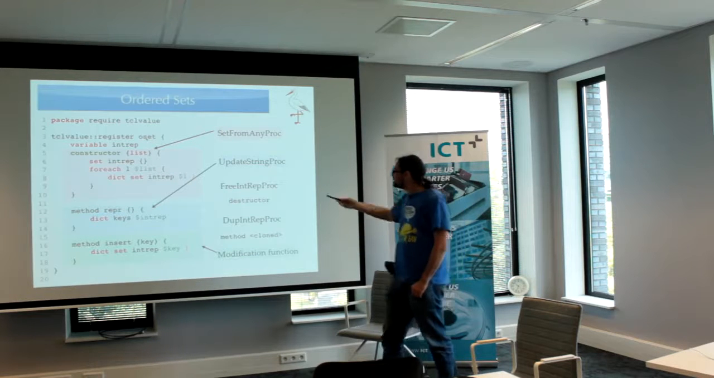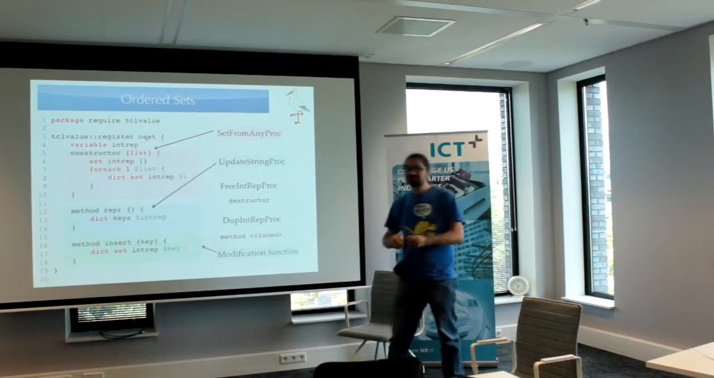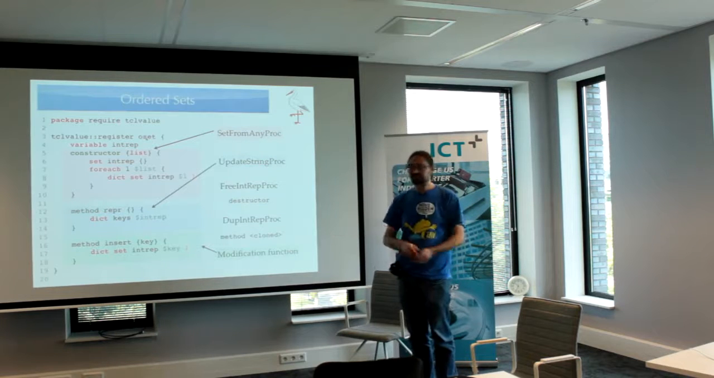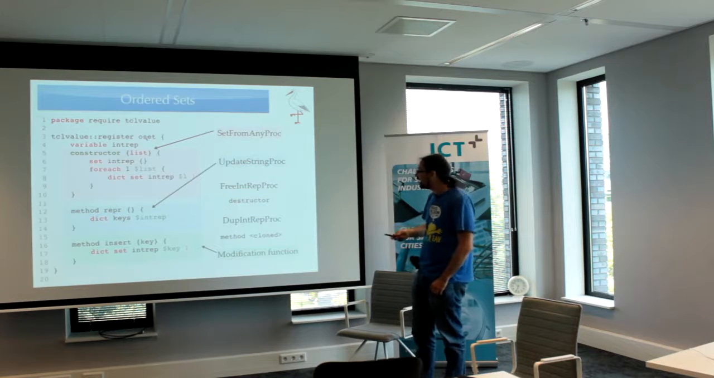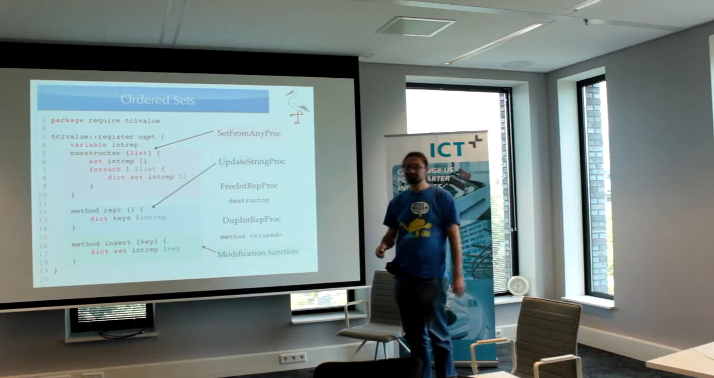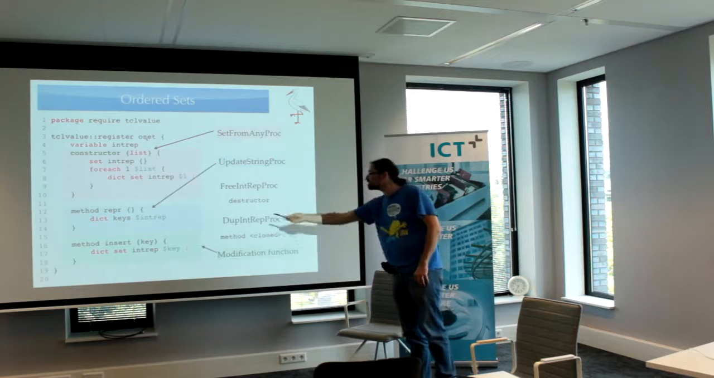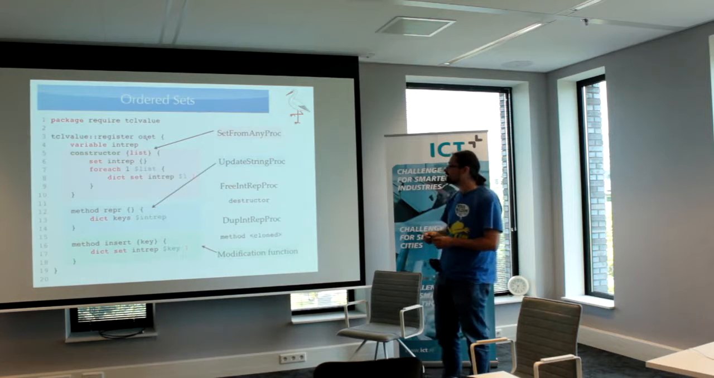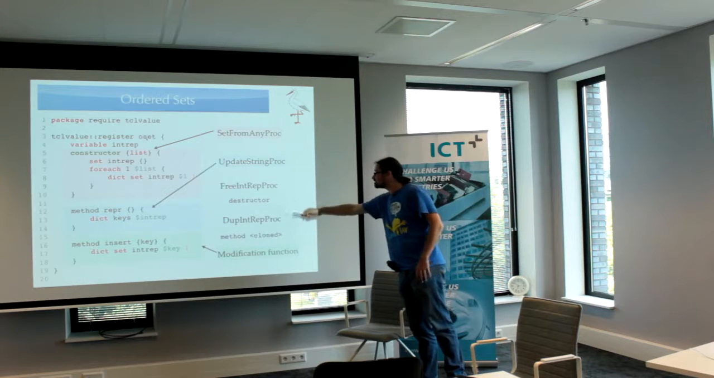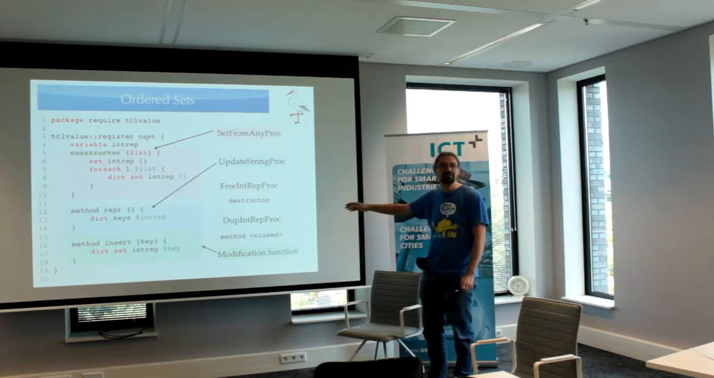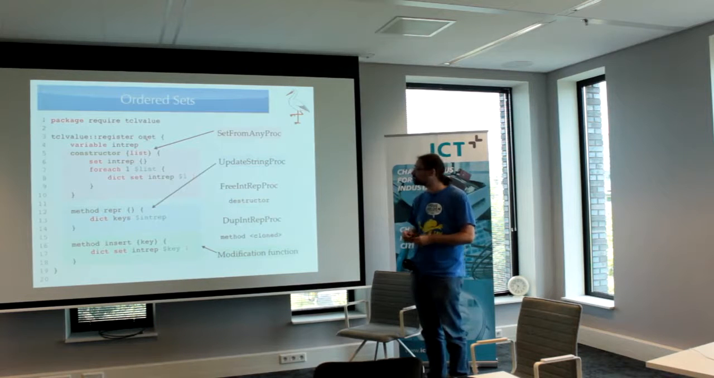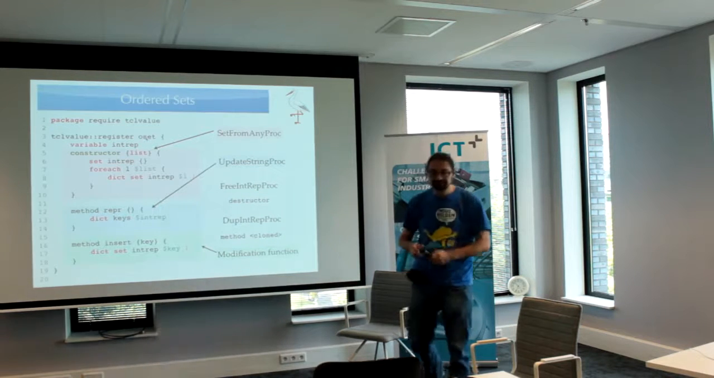Then you need the update string proc, which creates this string from a dictionary. This basically means you return all the keys, so it's just dict keys. And if you want to actually do something useful to it, you need a function which modifies it, which is hidden behind this method insert now. There are also the free internal representation and duplication procedures, which are not needed in the simplest case, because they map to the destructor and to the method clone. And for a simple tcl OO object, you don't really need that.